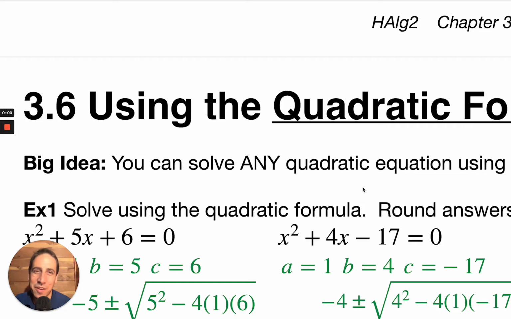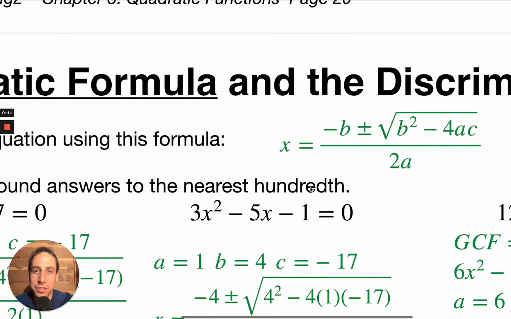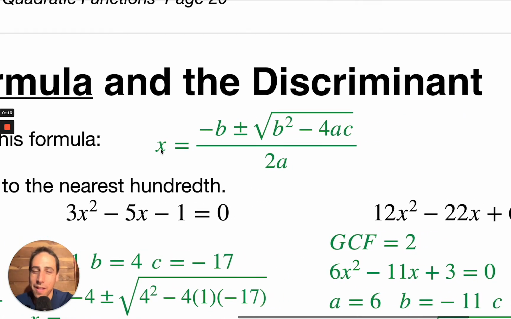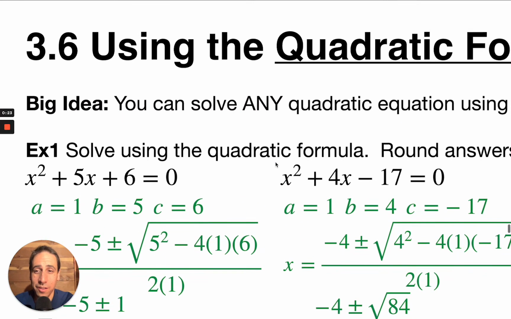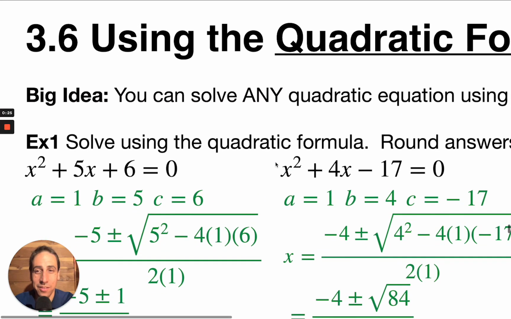All right, y'all. So this is section 3.6, using the quadratic formula and discriminant. I hope you enjoyed that minute montage. The big idea that I hope you're getting is that you can solve any quadratic equation you want using this formula: x equals negative b plus or minus the square root of b squared minus 4ac all over 2a. And I remember it using Pop Goes the Weasel. If you got a better song, then go for it. But otherwise, it's one helpful way to remember it.